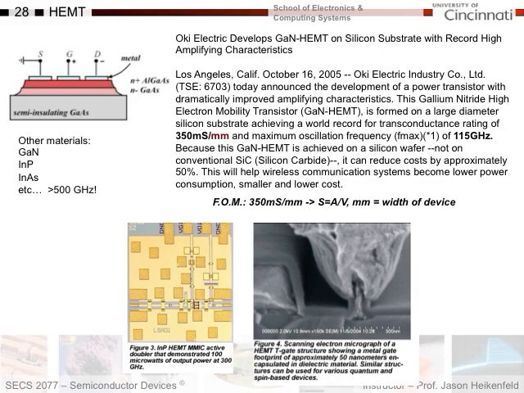Here's a paper from a press release from a company a little while ago that had gallium nitride HEMTs. They said that they had some extremely high performance, actually a world record for transconductance. Look at the transconductance they report for this gallium nitride HEMT: 350 millisiemens per millimeter. Remember we said that the real figure of merit for a transistor like this is gm over the width of the device, Z, so you can't cheat and make it super wide to get more conductivity. Well, that's why they're saying per millimeter.